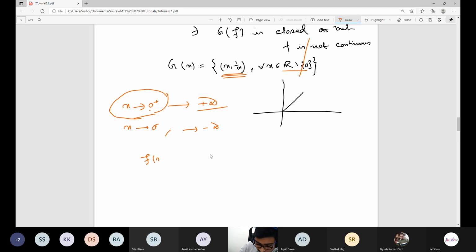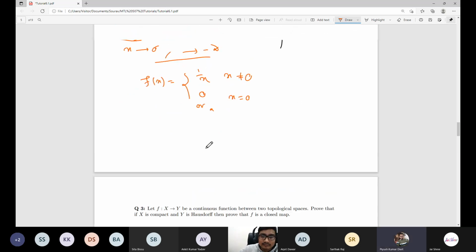But if you consider this function 1 by x when x is non-zero, and you define it as 0, or any real number, say a, for x equal to 0, then this function will not be continuous, because at 0 plus it is going to infinity, and at 0 minus going to minus infinity. Even at the point 0, the limit does not exist, right?